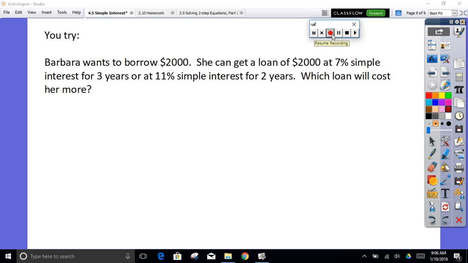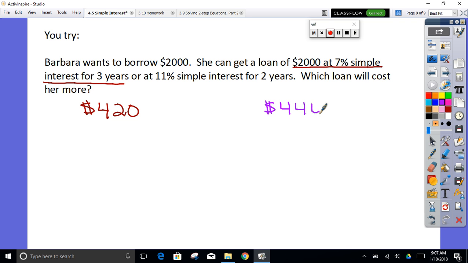All right, let's take a look at this. Kaylin, how much does the first loan cost? Good. The first loan costs $420, the one that you're doing 7% simple interest for 3 years. How much does the second loan cost? Violet? $440. Good. Second loan costs $440.